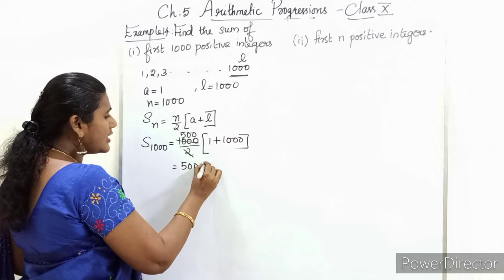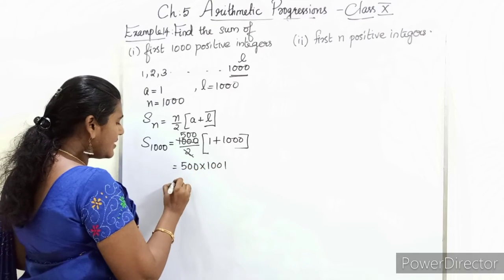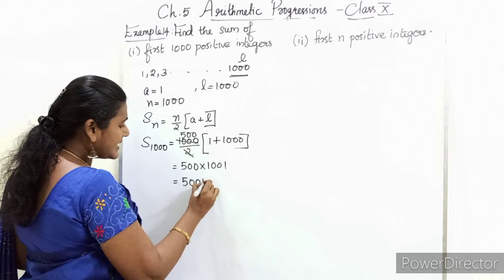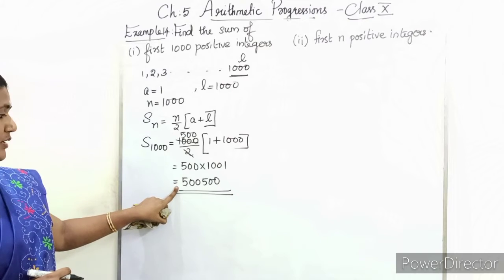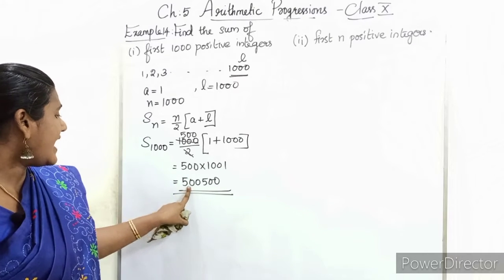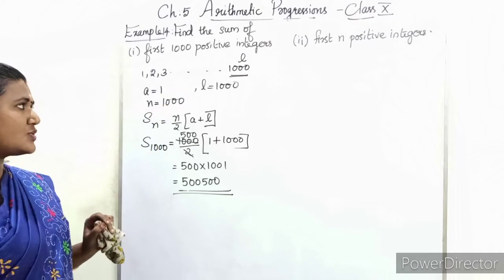So 500 into 1001. So now we will multiply. So you will get the answer as S1000 is equal to, this will be the answer. Okay, so this is 500,500. That is the answer. The same way we will do the second question also.